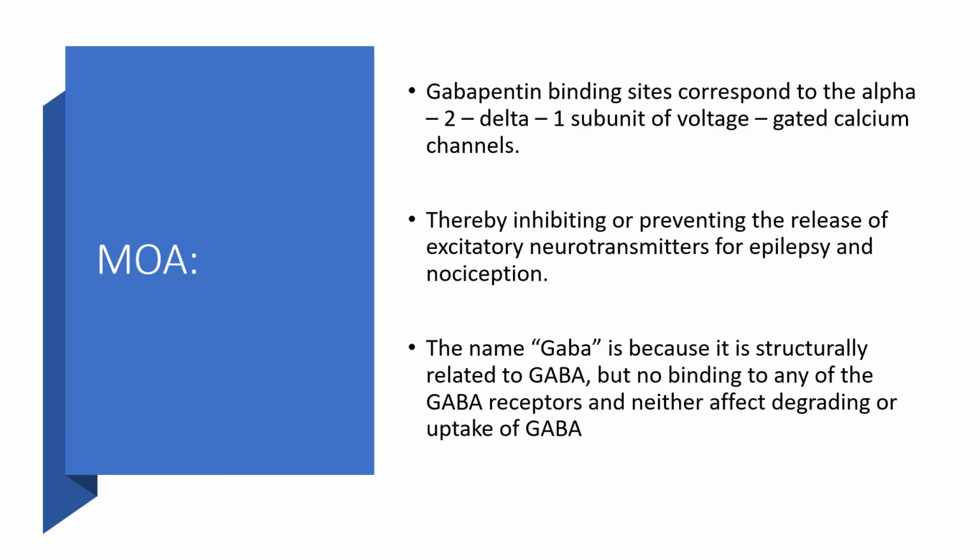Mechanism of action. Gabapentin binding sites correspond to the alpha-2 delta-1 subunit of voltage-gated calcium channels, thereby inhibiting the release of excitatory neurotransmitters for epilepsy and nociception. The name gabapentin is coined because it is structurally related to GABA, but it does not bind to any of the GABA receptors, and neither does it affect the degradation or uptake of GABA.